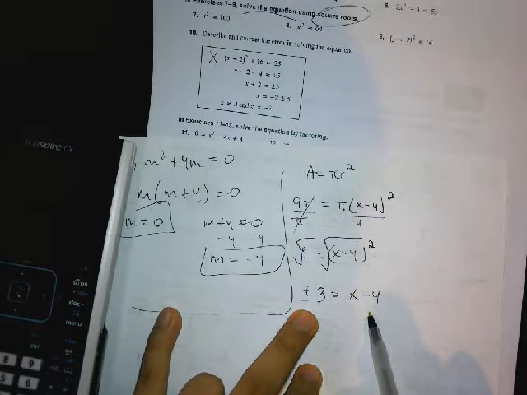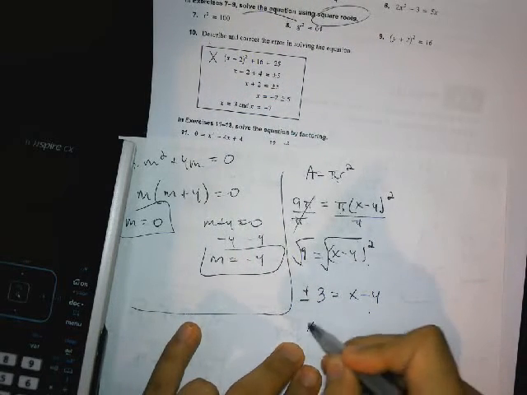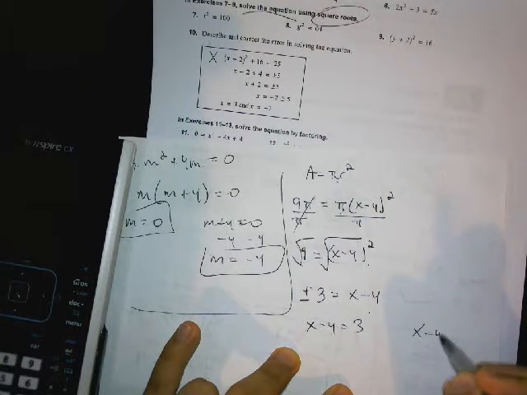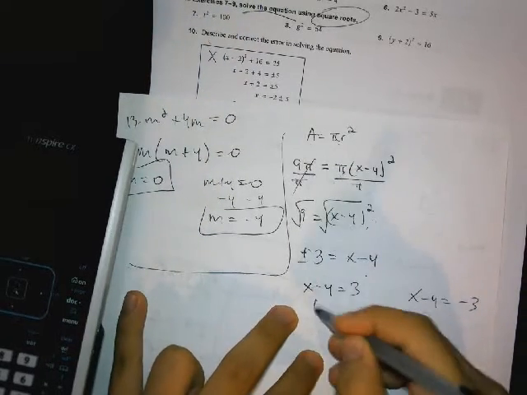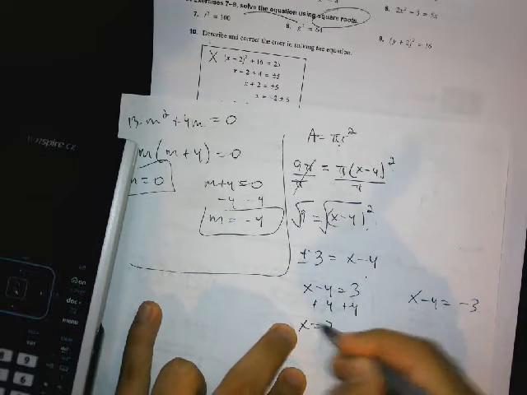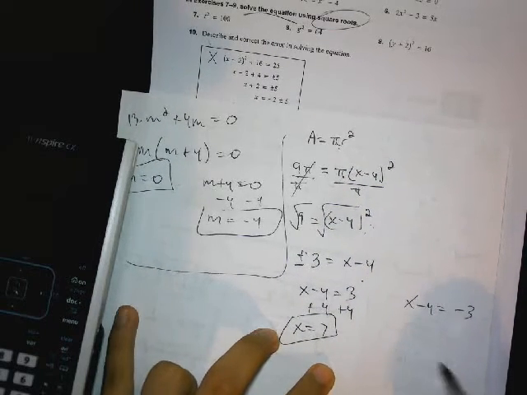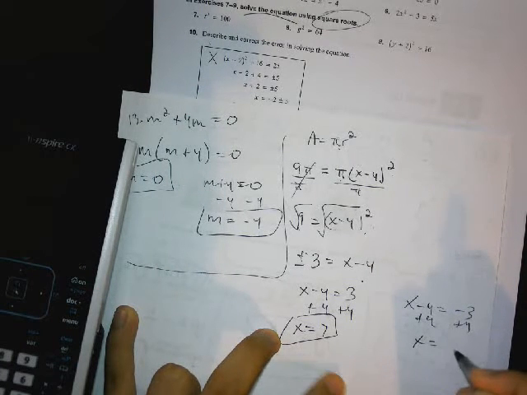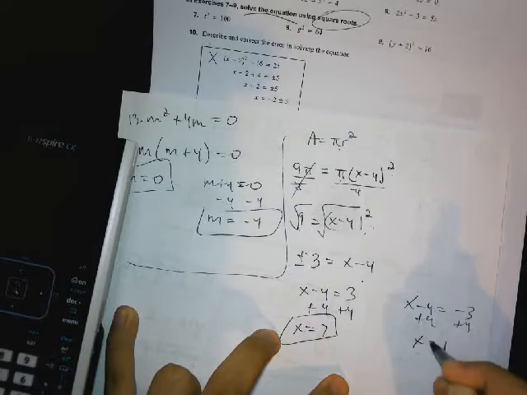Once we're here, we're going to solve two equations: x minus 4 is equal to positive 3, and x minus 4 is equal to negative 3. So we add 4 to both sides. And on this part, I'm left with x is equal to 7. And here, I add 4 to both sides, and I'm left with x is equal to positive 1.